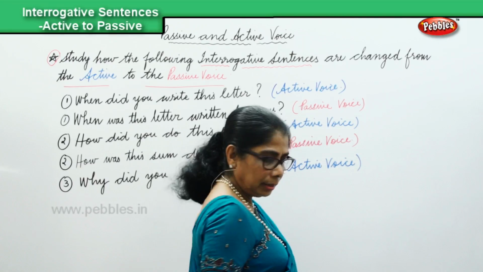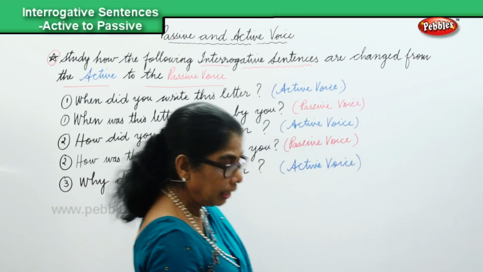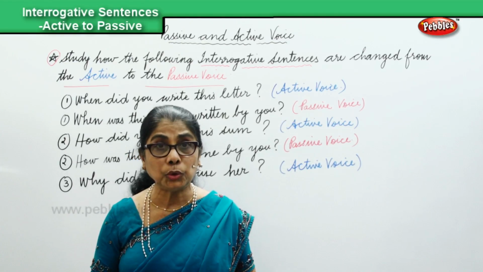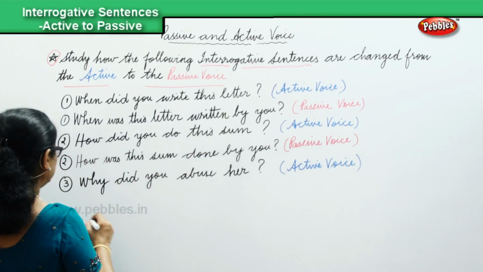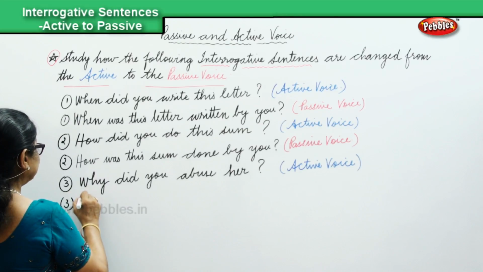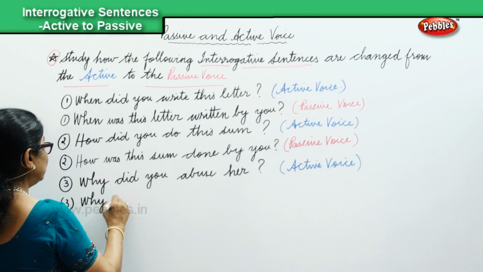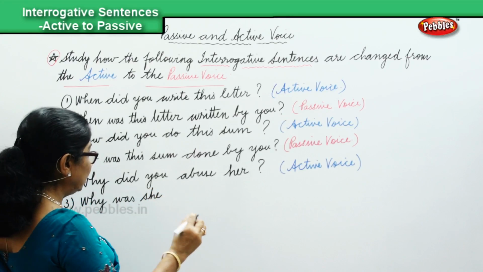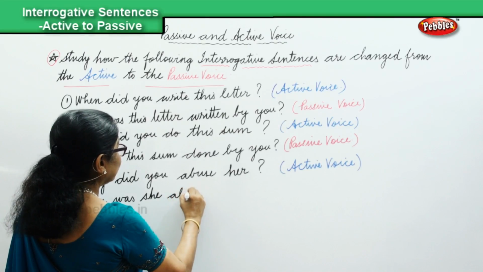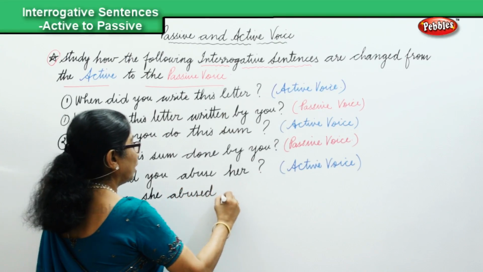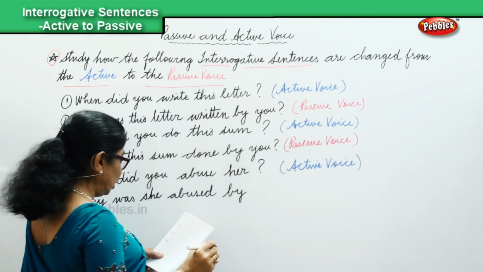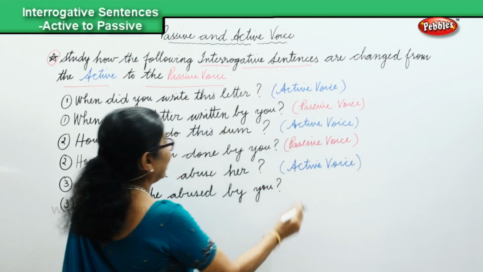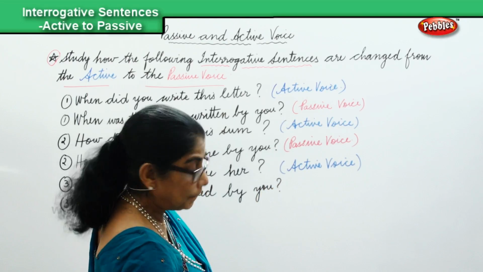We're going to change the sentence which is in the active voice into passive voice. Why was she abused by you? Why was she abused by you? That's an interrogative sentence, and it's in the passive voice.